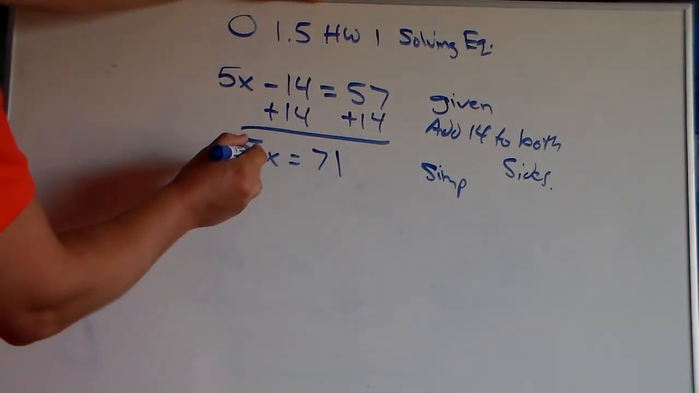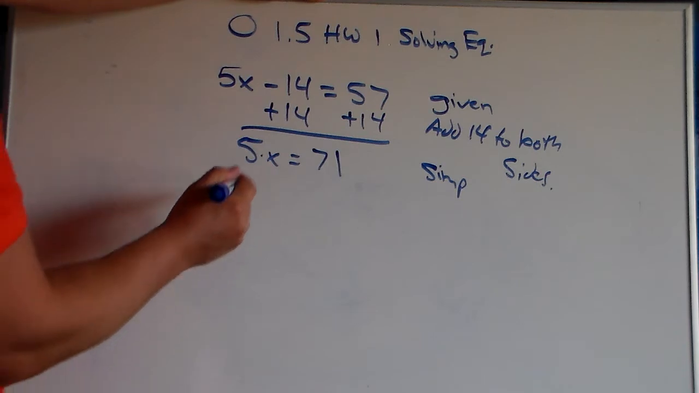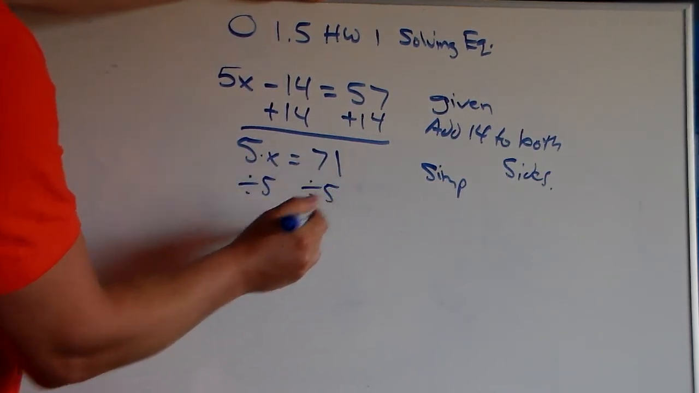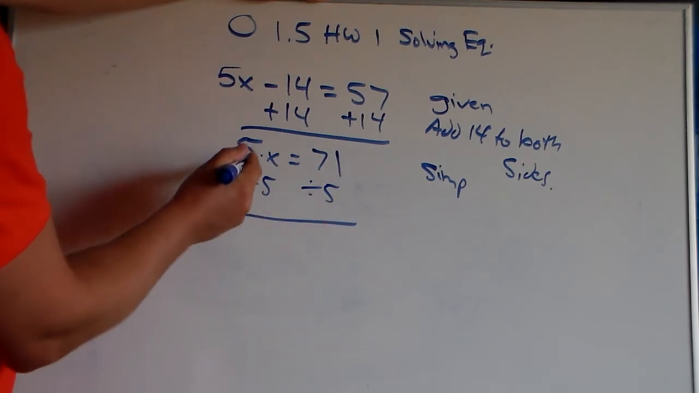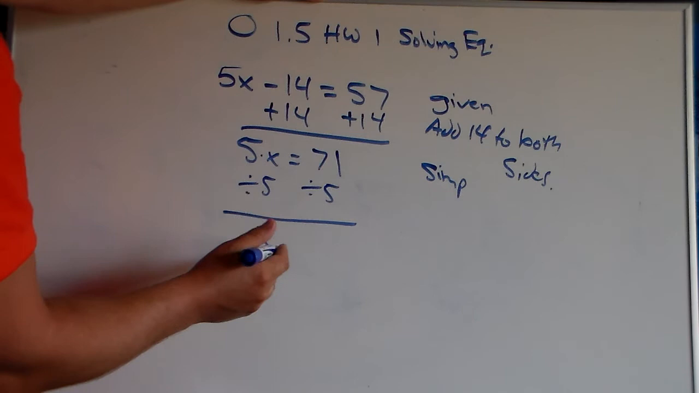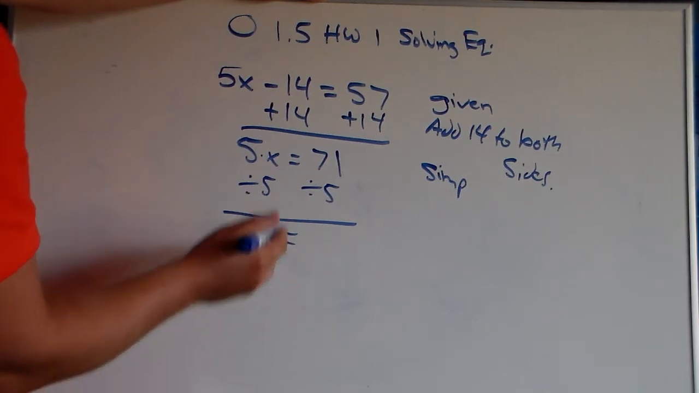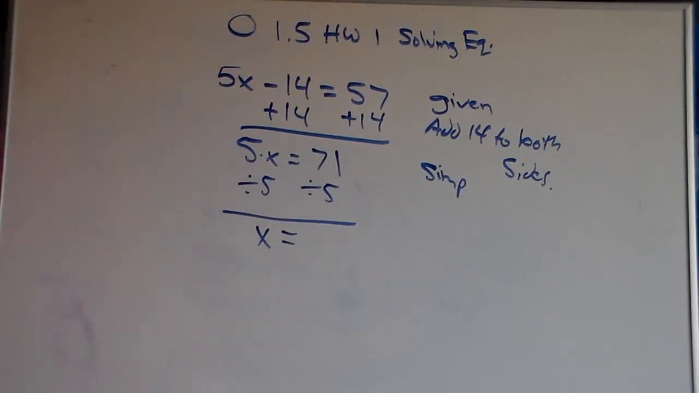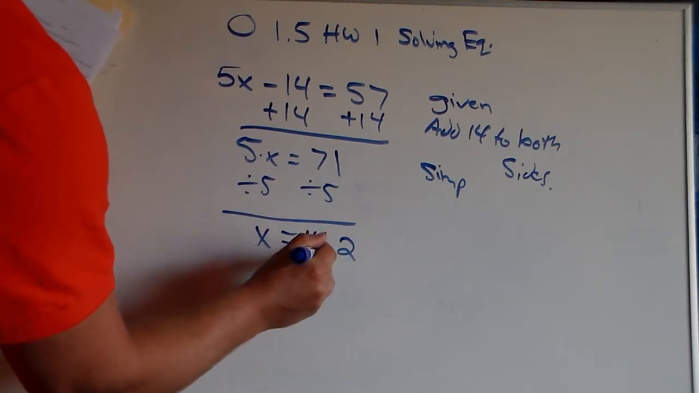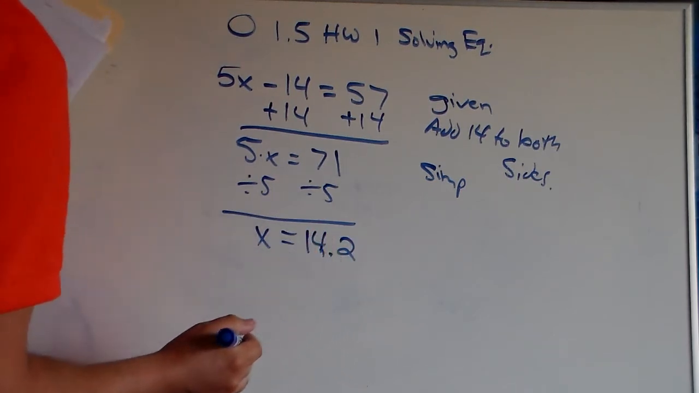Now 5 times x, well, we know there's an imaginary times sign. So then we divide by 5 to both sides. 5 divided by 5 gets us 1, so it's just an x, because there's an x right there. Carry down the equal sign. 71 divided by 5. We put that into our calculator, and we get ourselves 14.2. And that's our answer.